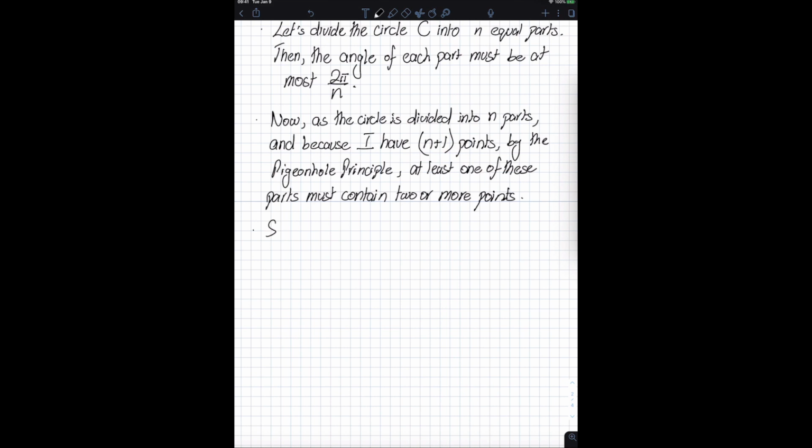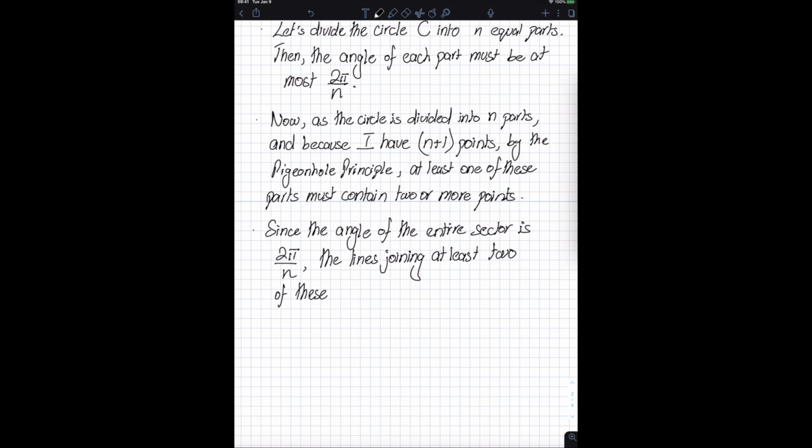Since the angle of the entire sector is 2 pi over n, the lines joining at least 2 of these points must create an angle which is at most 2 pi over n. And yeah, this will complete the proof.